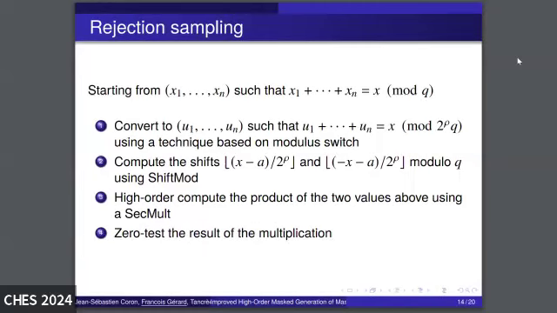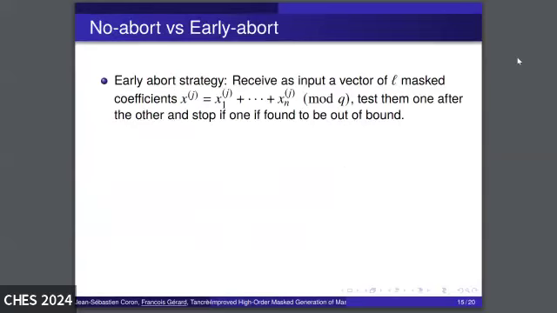So yeah, this nice technique is actually very efficient. There is just one last thing about this, which is the no abort versus early abort discussion. So the question is, in Dilithium you have to test a vector of values. It's not just one. And so you will test them one by one. But in the unmasked version of Dilithium, you can stop directly when you find a value out of bound. In the masked case, it's a bit more complex.